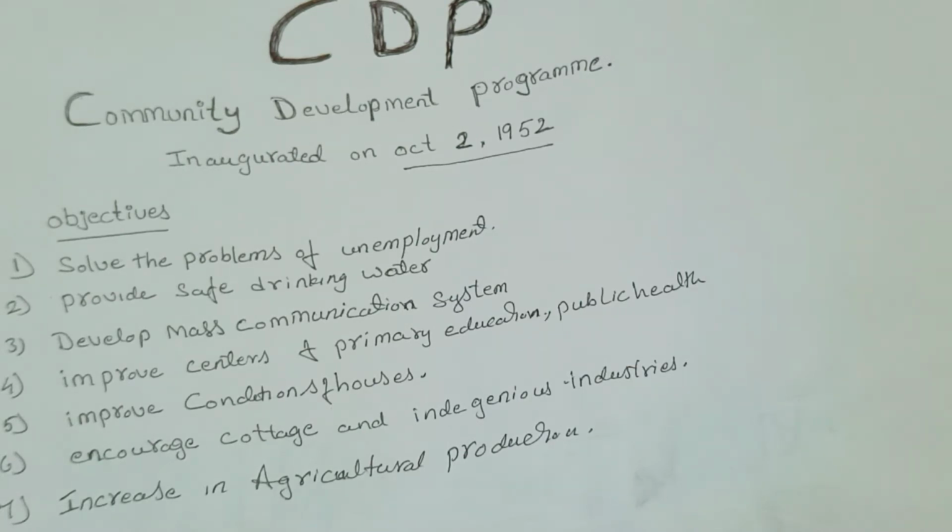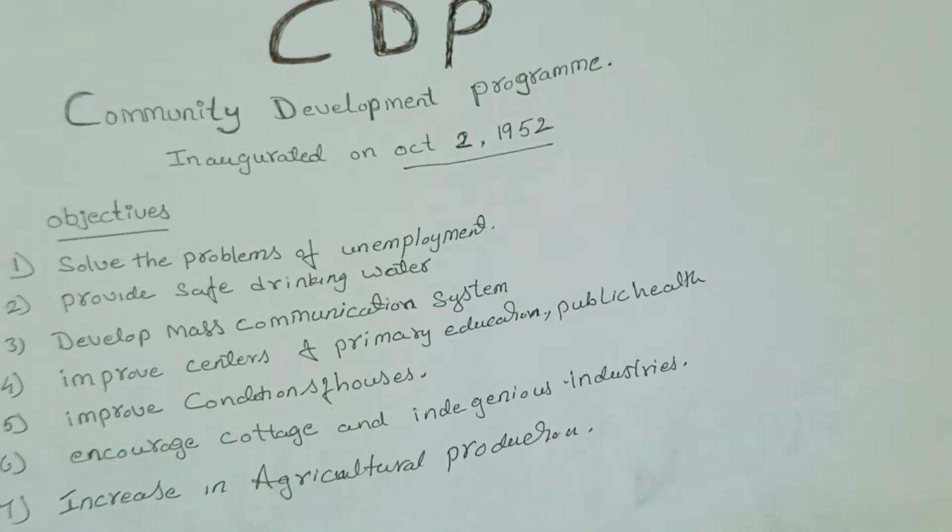Let's understand next the objectives or aims of community development. In the exam, they ask to explain the objectives or aims of community development. You have to write these points. The first point is to solve the problem of unemployment in villages. The next point is to provide safe drinking water facilities. The third point is to develop a mass communication system in the villages.